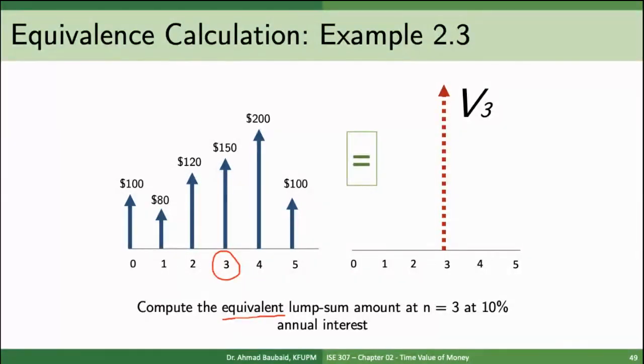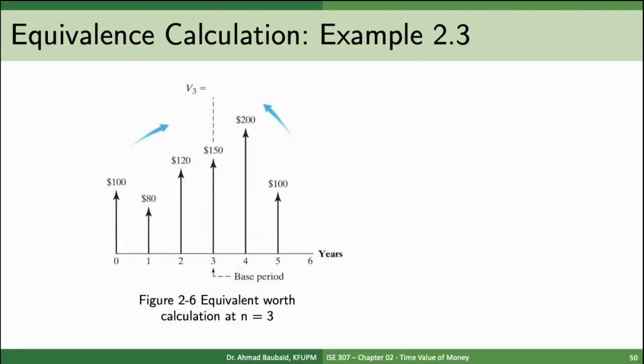It's not like the end one. It's not really in the present. So they just used V for value. And the interest rate is going to be 10%. So again, our base period here is 3. So we want to move everything to time period 3.